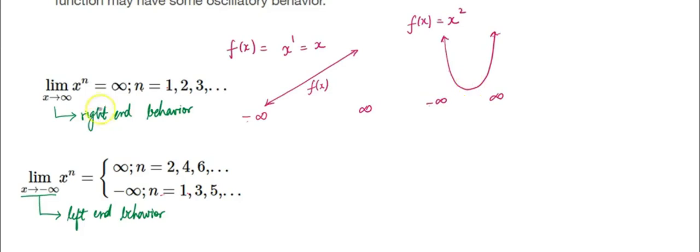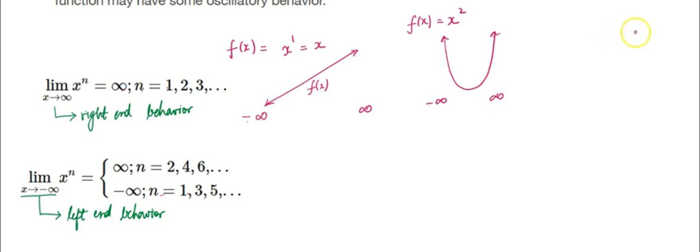So you come back here and compare that behavior. When n is 2, the degree, the power is 2, your limit is positive infinity. Likewise, the limit is positive infinity, whether it's the right end or the left end. So both ends are pointing in the same direction, and they both are positive infinity.